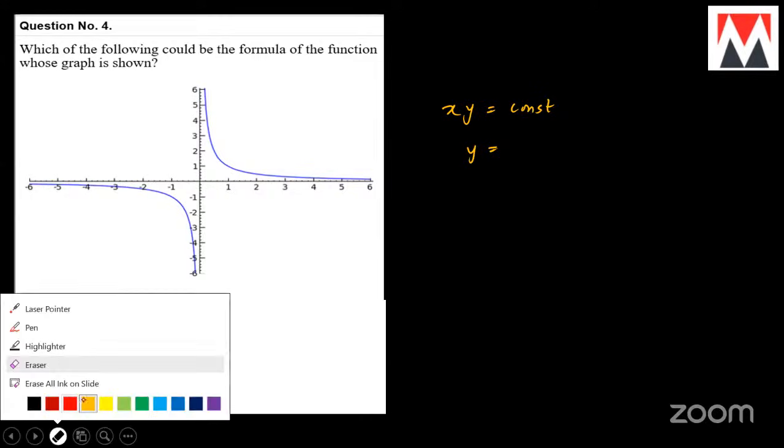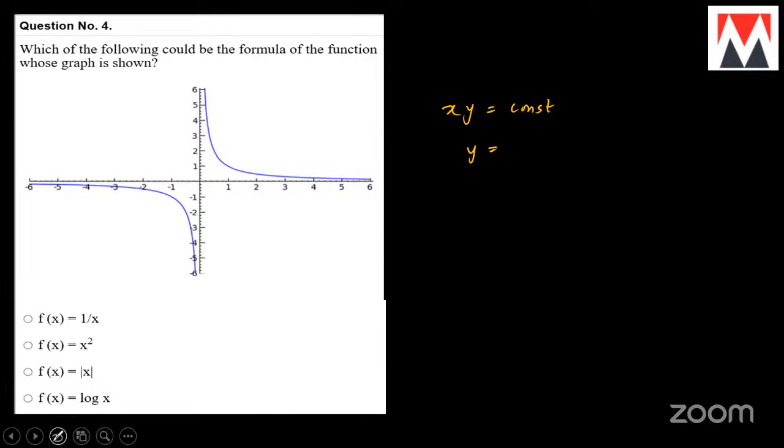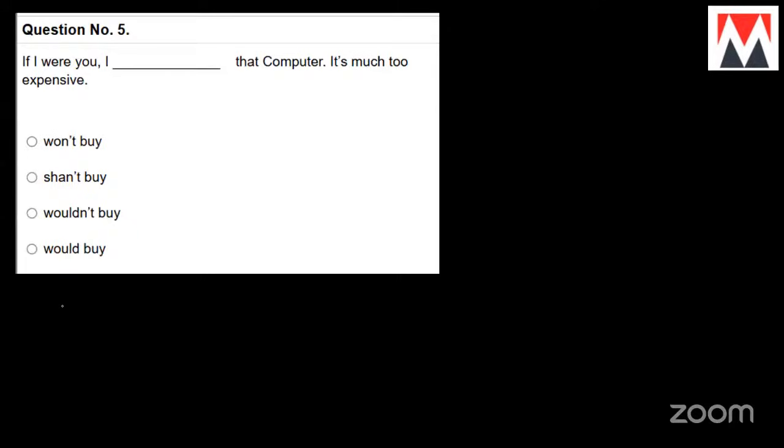So it is k by x. So you can write your f of x as 1 by x. K can be 1 also. So this is your rectangular hyperbola. This one. So try this one. Please answer it in the chat.